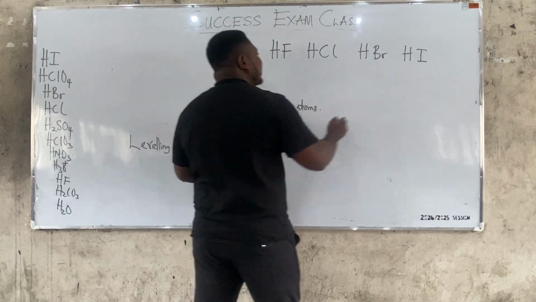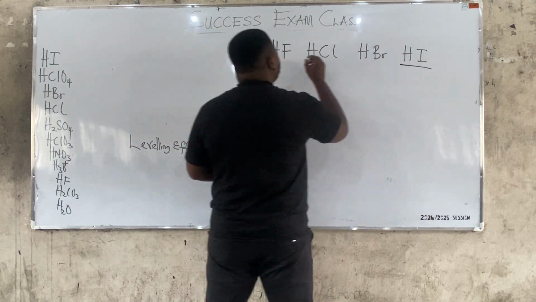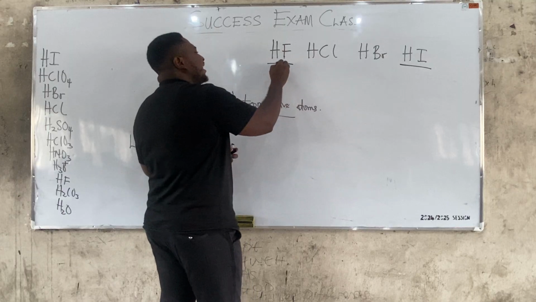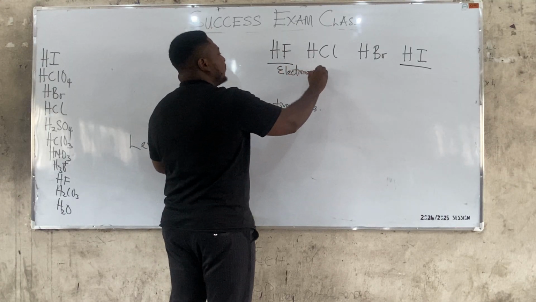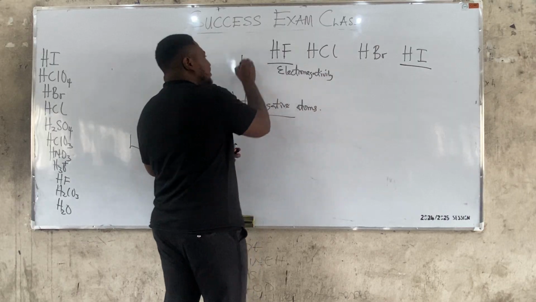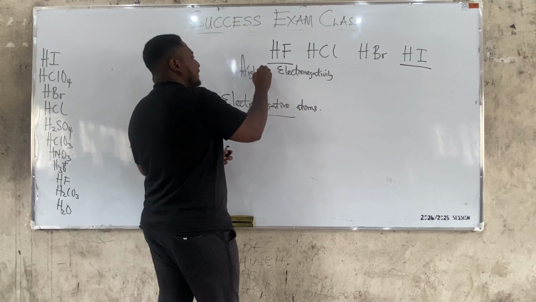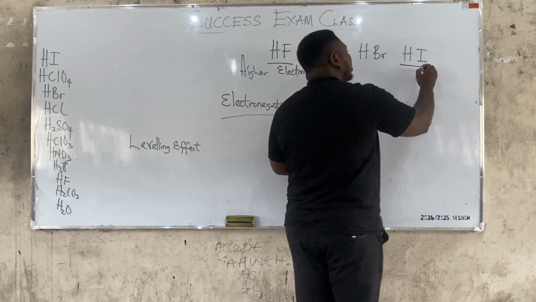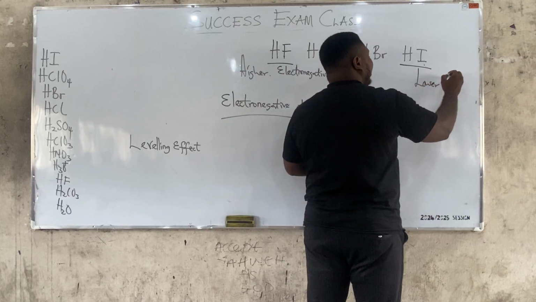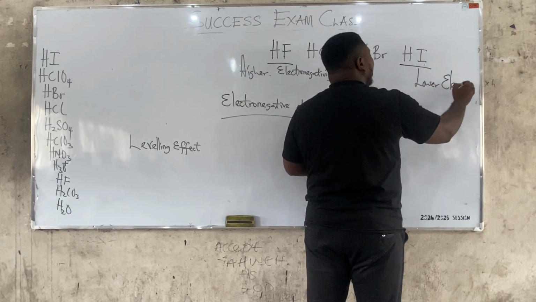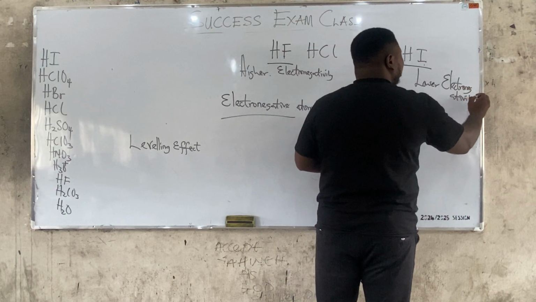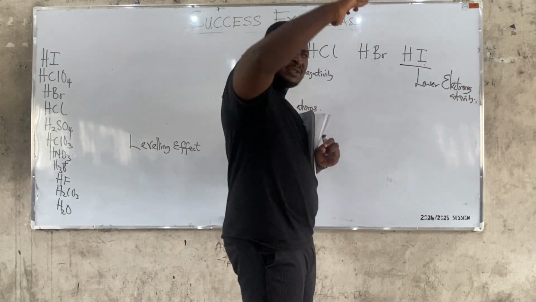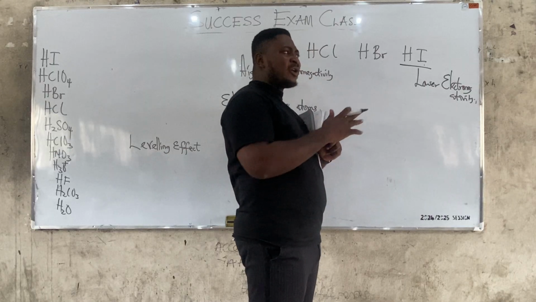So this explains why hydrogen iodide is stronger than hydrogen fluoride, because fluorine has a higher electronegativity compared to iodine, which has a lower electronegativity. In fact, amongst these four, iodine has the lowest electronegativity. If you remember your periodic table, electronegativity decreases down the group but increases across the period.